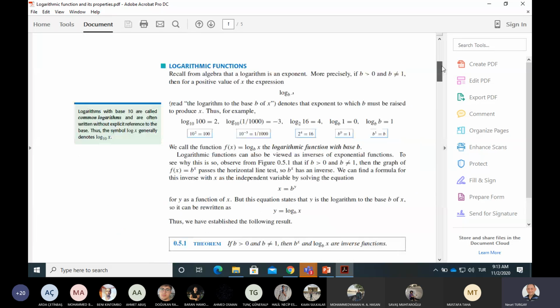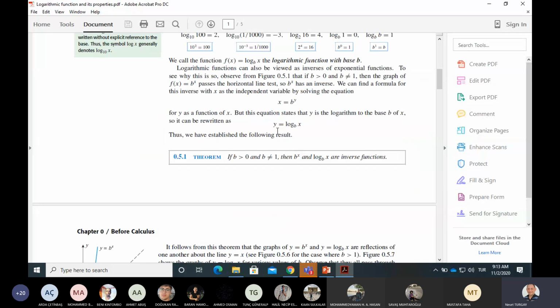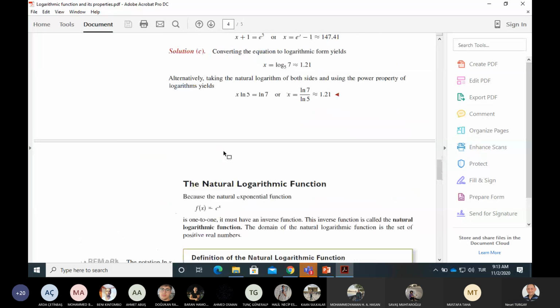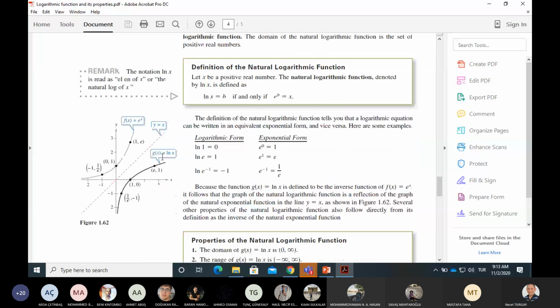So basically, in here, if you choose b as e, then logarithmic b to the power x is ln x. Okay? Now, we have some properties. Ln 1 is 0, because e to the power 0 is 1. Ln e is 1, because e to the power 1 is e. And ln e to the power minus 1 is minus 1.